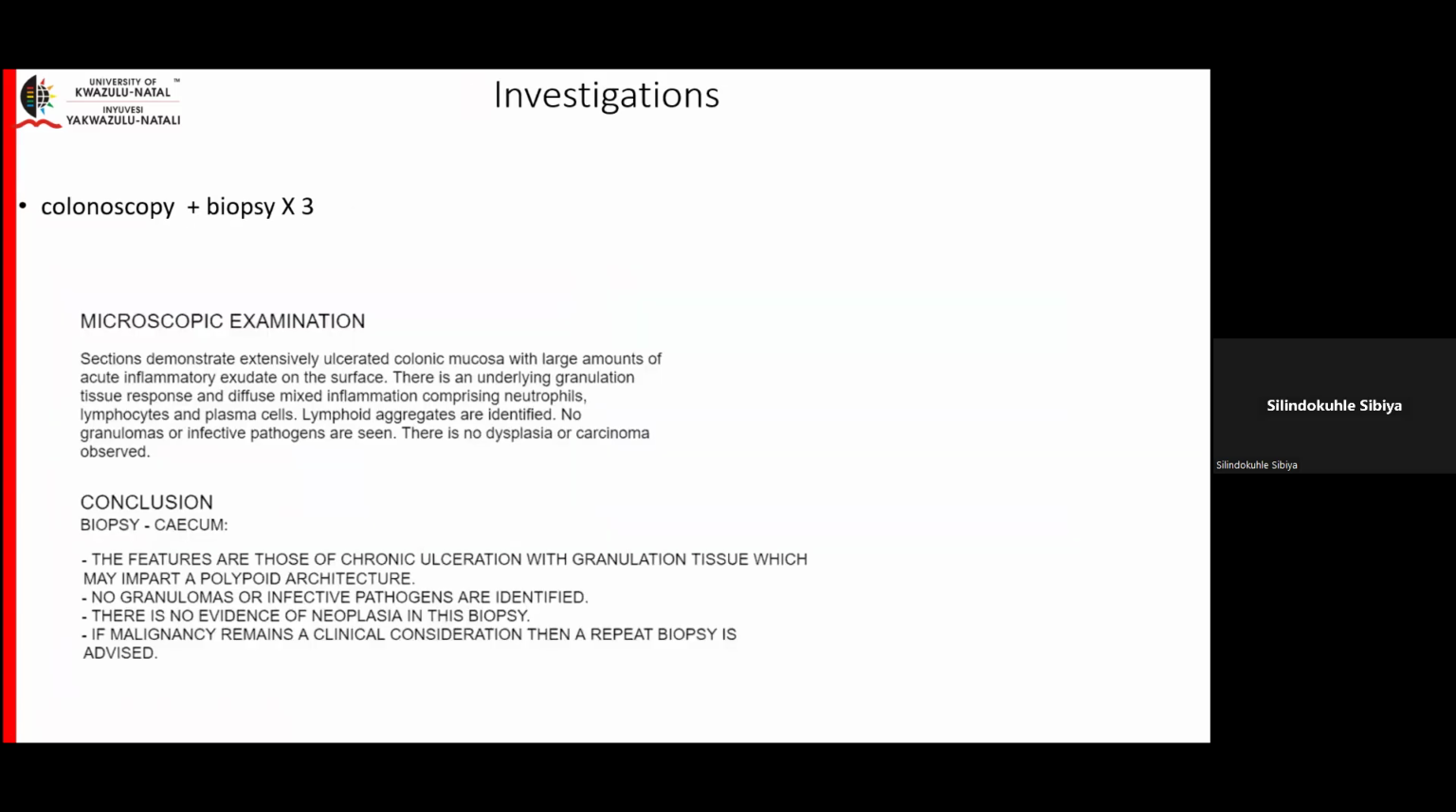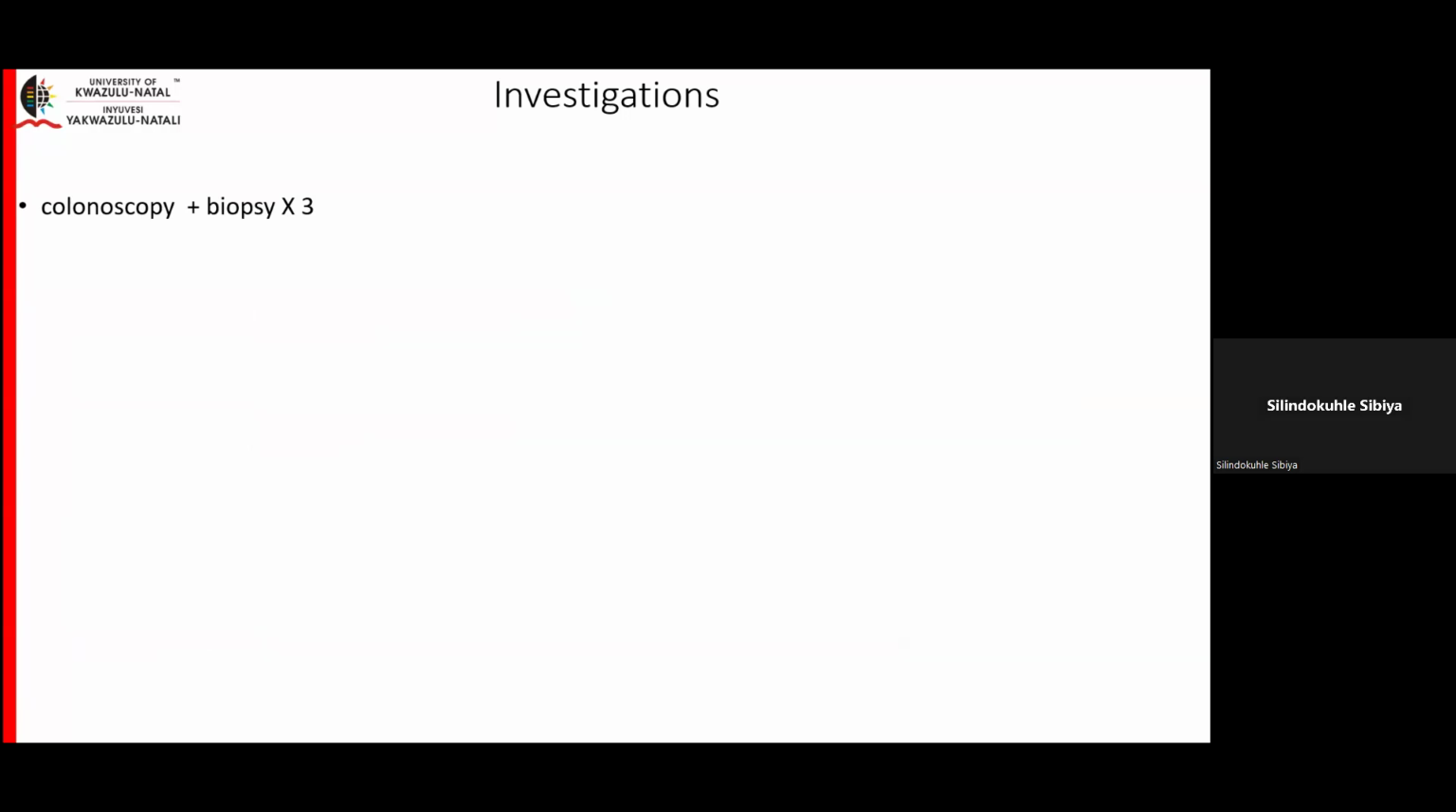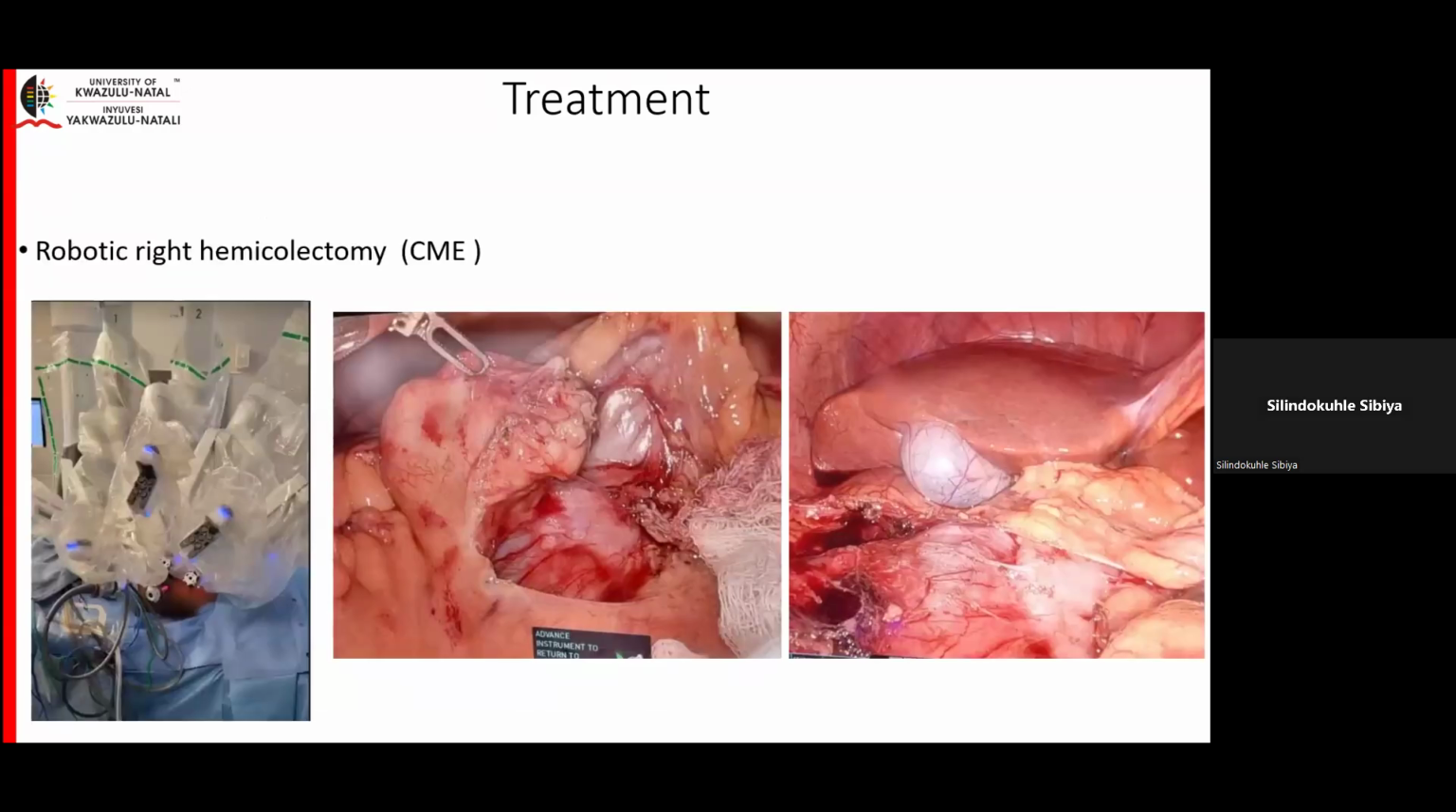She underwent 3 biopsies. This is because for the first biopsy, the conclusion said the features are those of chronic ulceration with granulation tissue, which may impart a polypoid architecture. There are no granulomas or infective changes. There's no evidence of neoplasm in the biopsy. And they suggested we repeat the biopsy if we think the patient has malignancy. We repeated the biopsy, and the results still came back as non-specific chronic ulceration, no granulomas, no features of neoplasm. The third biopsy showed the same thing.